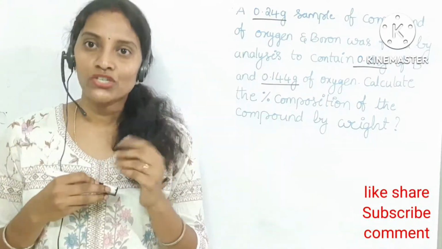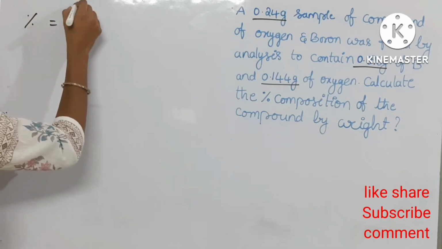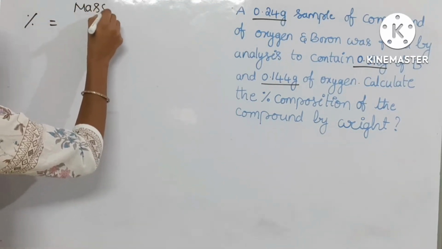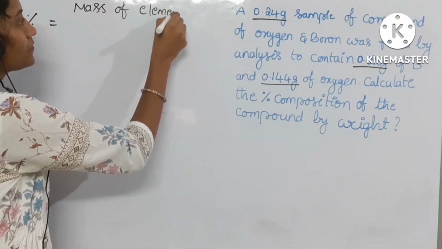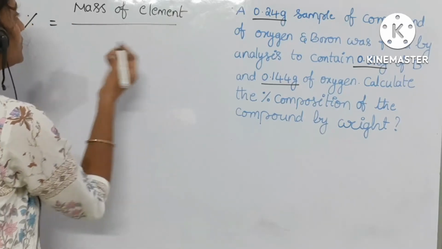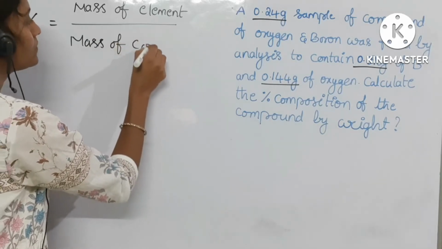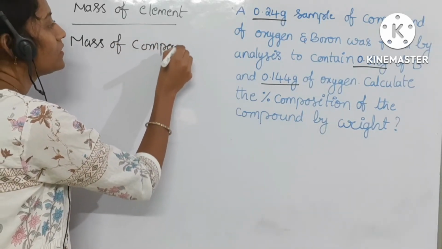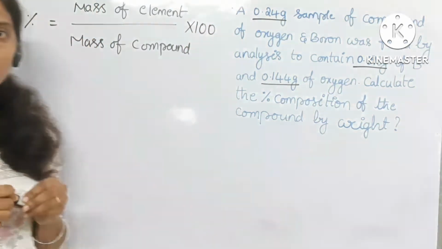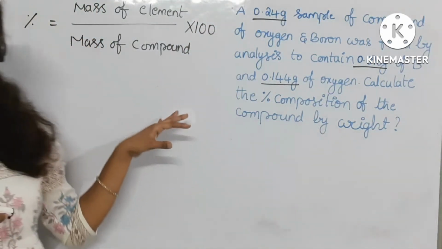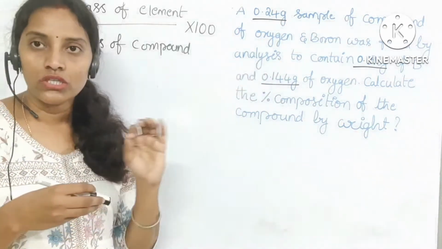The percentage composition formula is mass of element or atom upon mass of compound, or total mass of compound, into 100. This is the formula for the percentage composition. So now you can substitute these values.